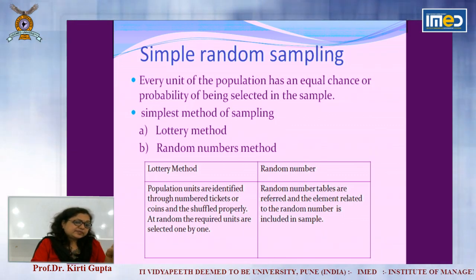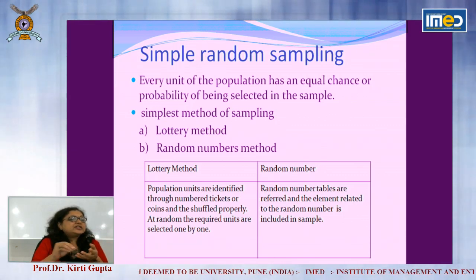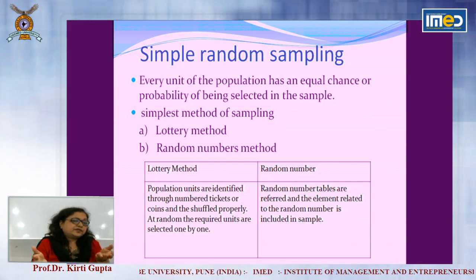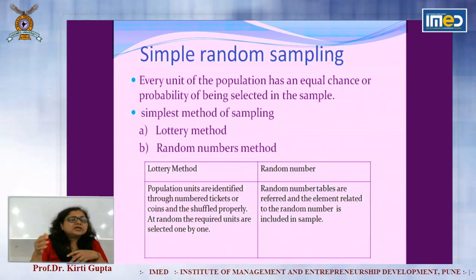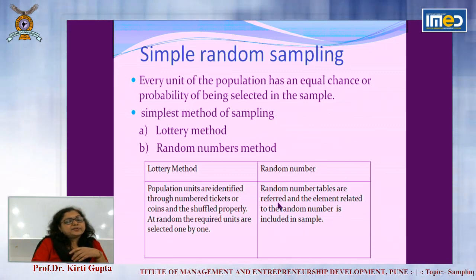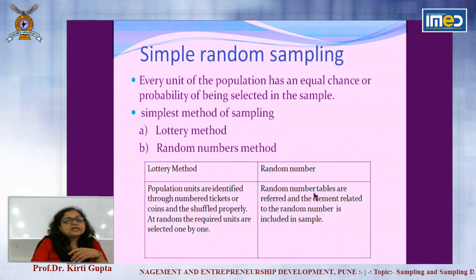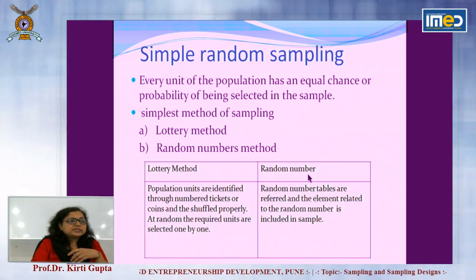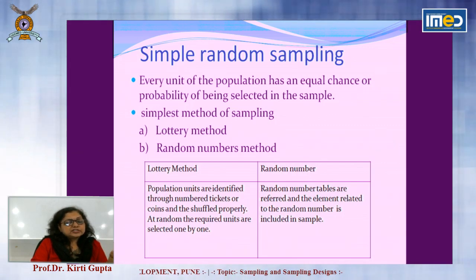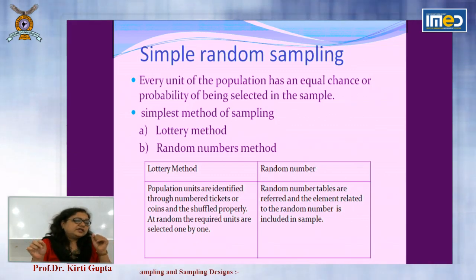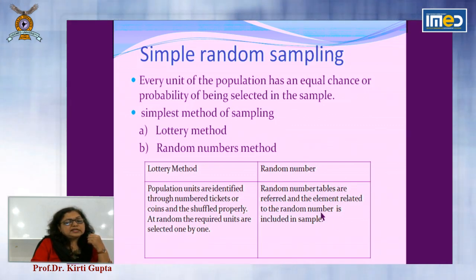But when 60 people are there, it is easy to make a chit or write on coins. But when there are more than 60, say 100 people, 1000 people, then selection of the sample will be difficult through the lottery method. At that time we can use the random number tables: assign a number to each and every population unit and refer to the random number table. Suppose you get 053, then you choose number 53 and that is your sample. Like that you can go on till you get 10 numbers.